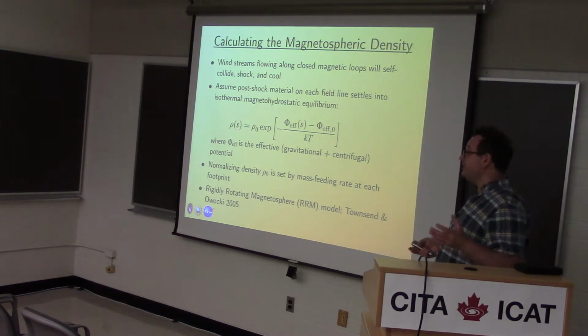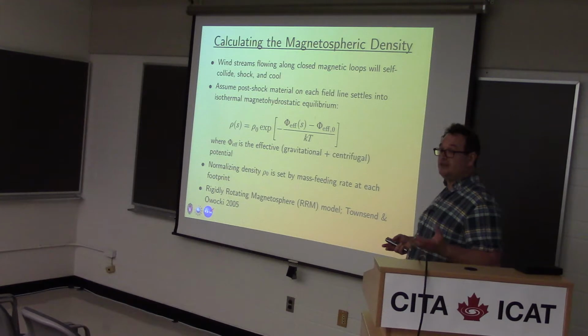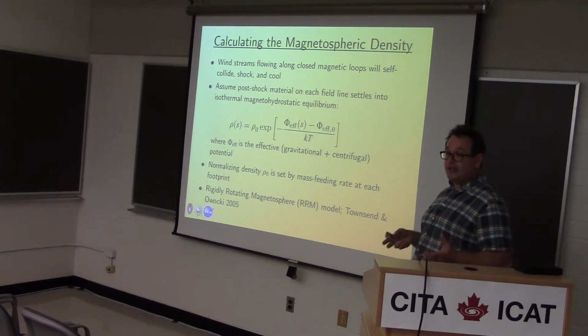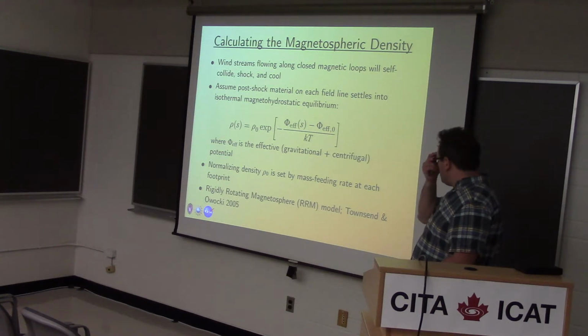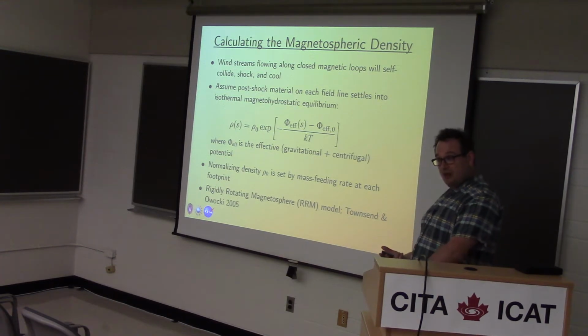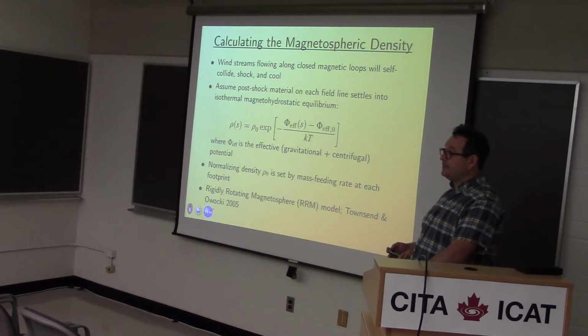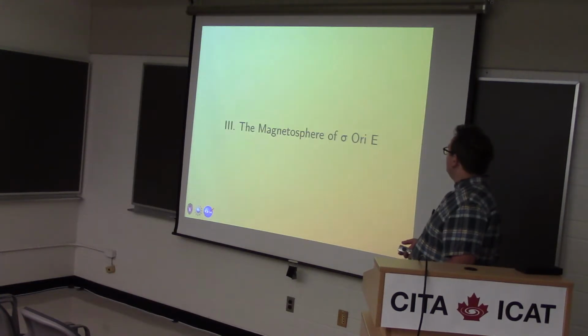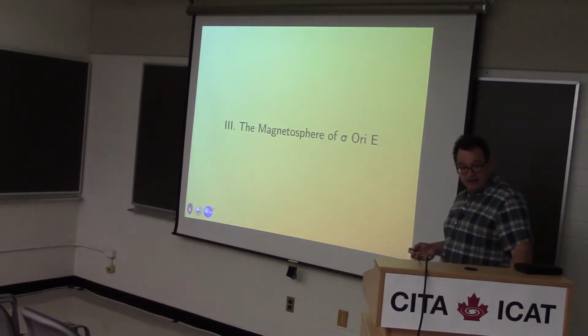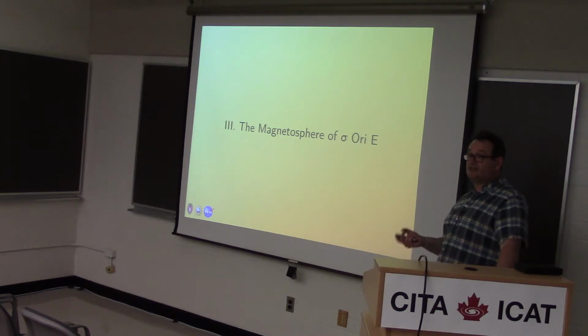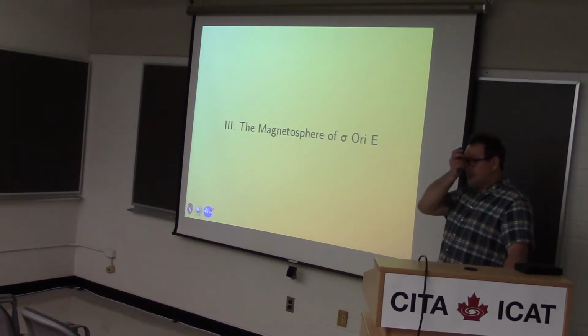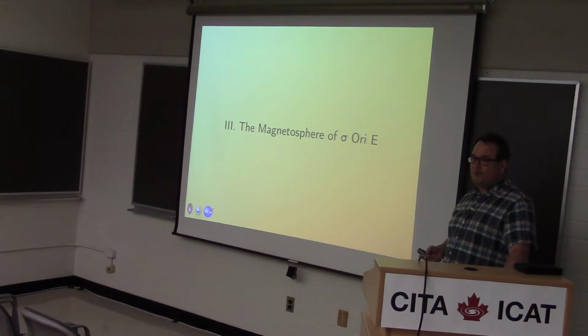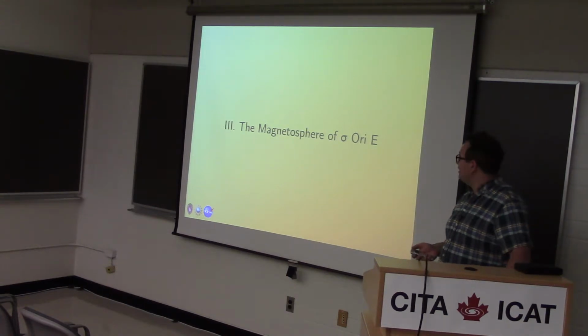But the thing is, this is a model that can give us a three-dimensional plasma distribution, and yet you can run it on a laptop, so it's a really neat model. Just armed with the magnetic topology, you can work out what the relative distribution of material throughout the whole magnetosphere is going to be. I'm going to show you some examples now of applying this rigidly rotating magnetosphere model to a couple of well-known magnetic massive stars.